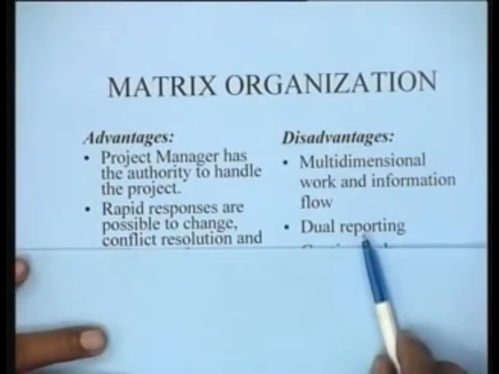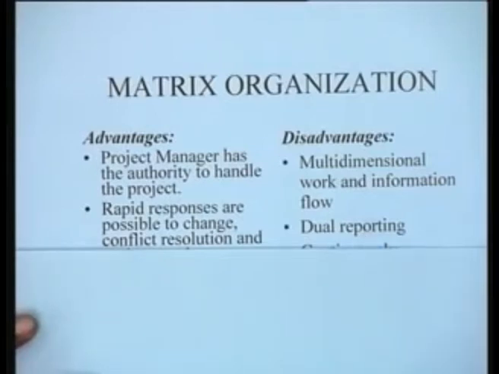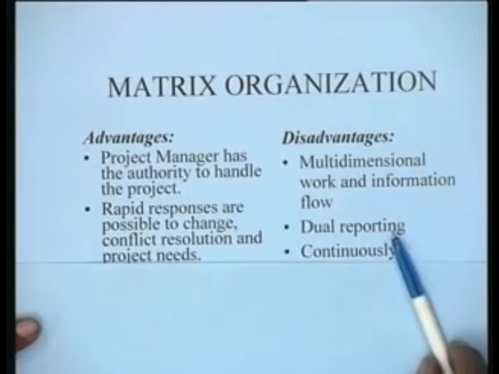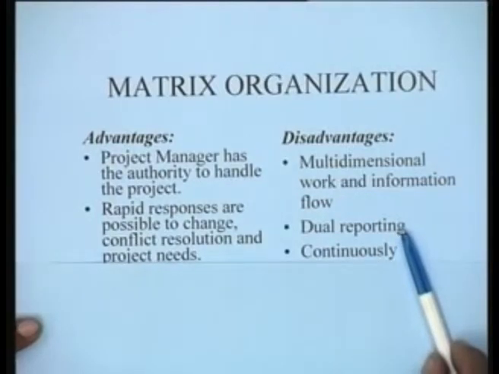This we just mentioned, that there is dual reporting in a matrix organization structure. This can create problems. It's always good to design an organization where you have a single boss. Now here by definition you have two bosses. That's not a good thing, right? Because two individuals will never agree and you will always create problems.